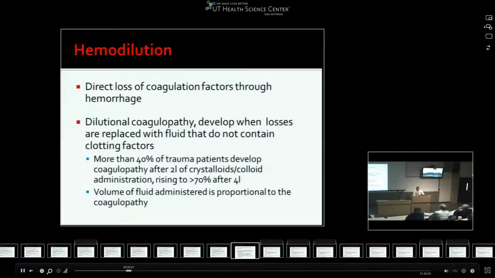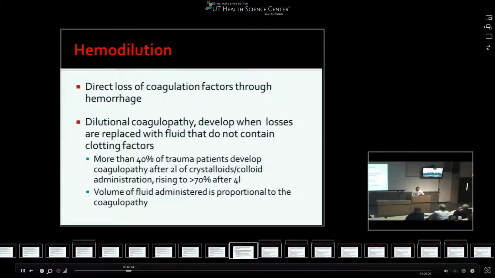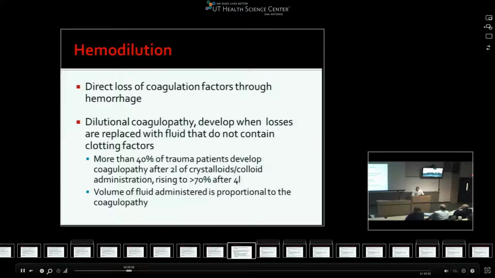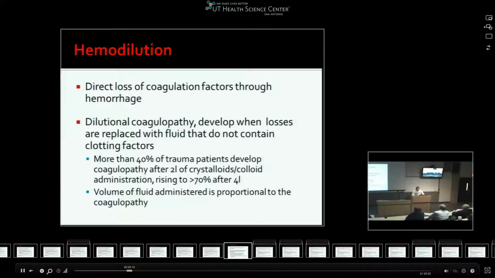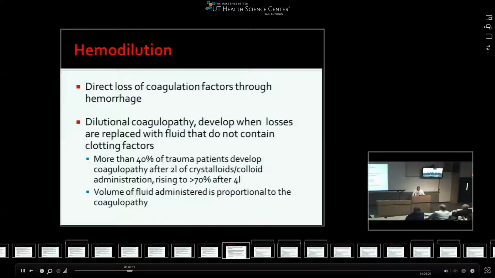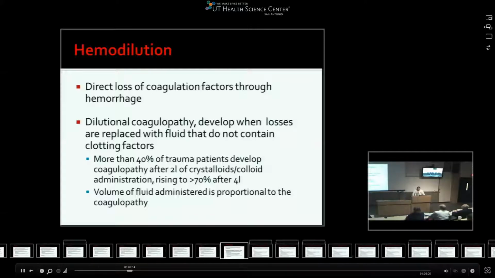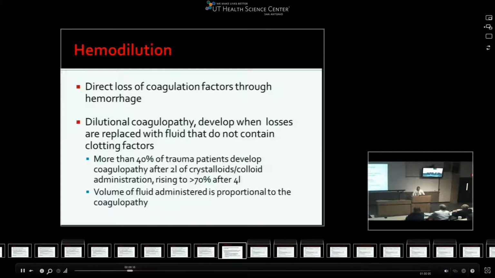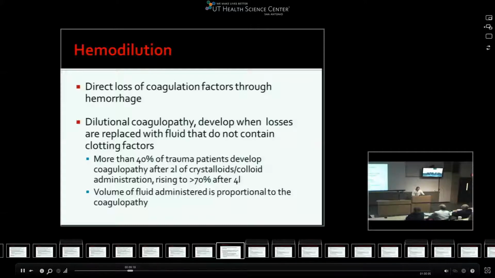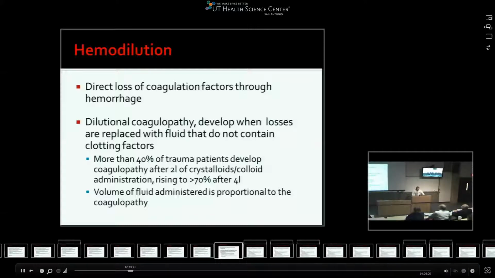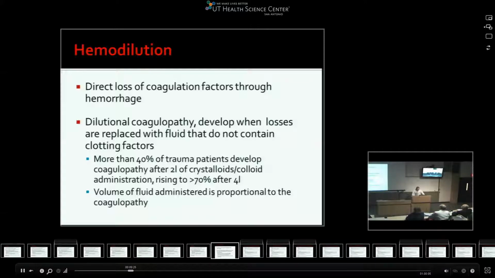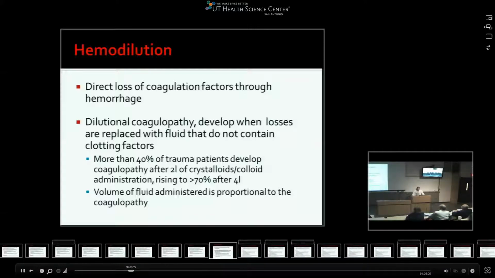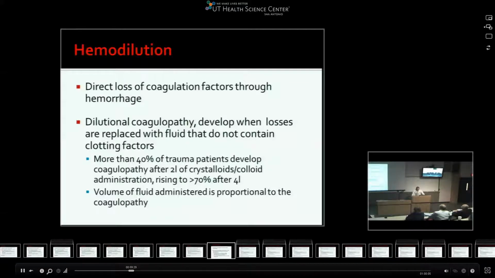Hemodilution can be caused either by direct loss of coagulation factors through hemorrhage or through dilutional coagulopathy, which develops when blood losses are replaced with fluids that do not contain clotting factors. Studies have shown that 40% of trauma patients can develop coagulopathy already after 2 liters of crystalloid administration, which can rise to more than 70% after 4 liters. The volume of fluid administered is proportional to the degree of coagulopathy.